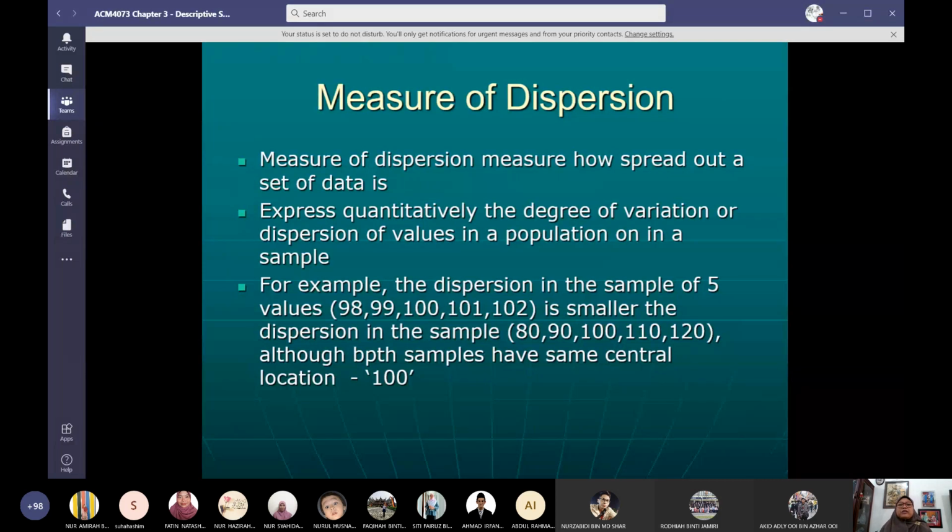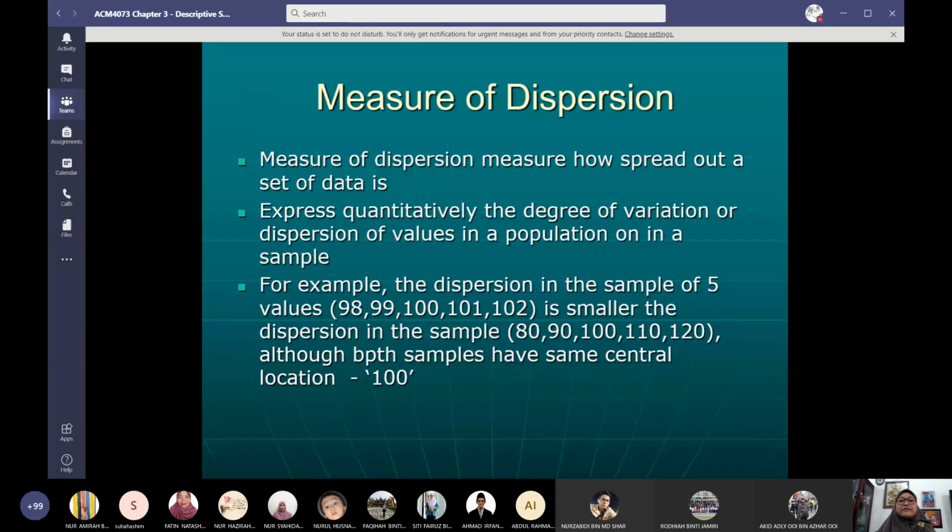Dispersion of values in a population or in a sample. For example, the dispersion in the sample of 5 values 98, 99, 100, 101, and 102 is smaller than the dispersion in the sample of 80, 90, 100, 110, and 120.